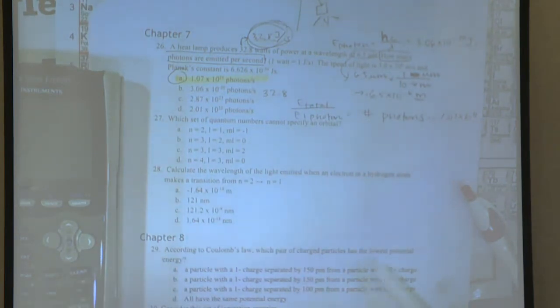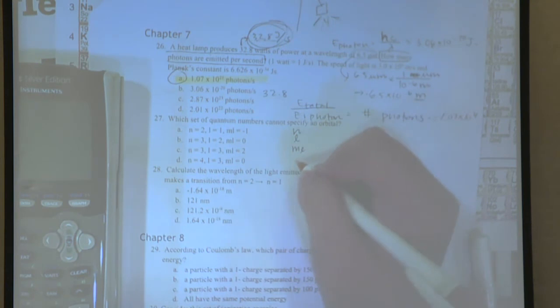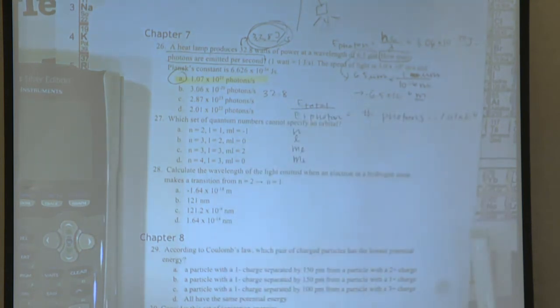Cool. So this one's about quantum numbers. This is also just like memorization. So N, L, ML, and I think it's MS, which is not specified here. These guys basically tell you everything you need to know about an electron.